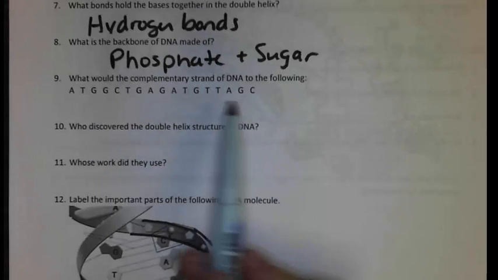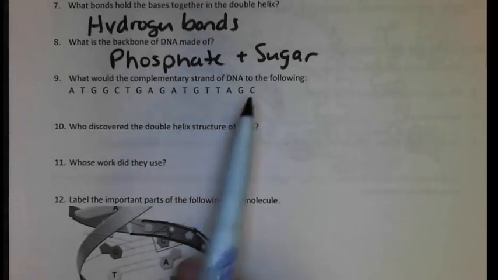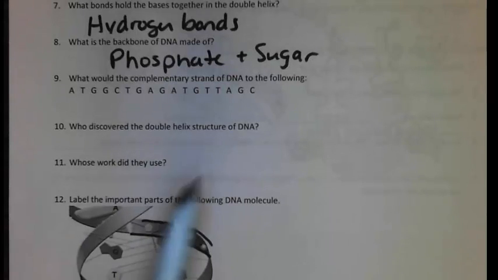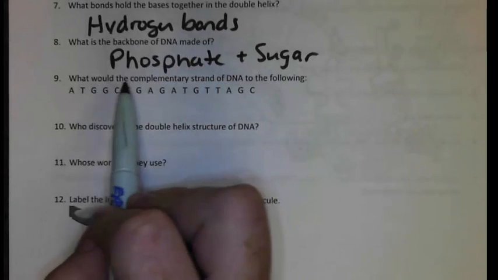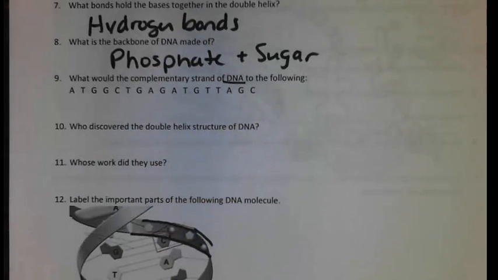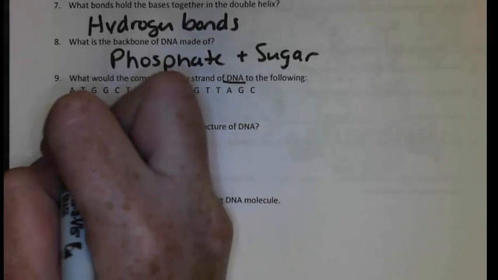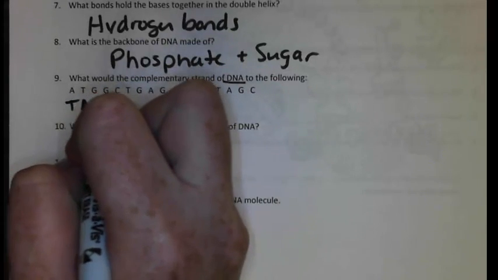Now on things where you see the bases here, you need to make sure you really think about what the question's asking. What would the complementary strand of DNA be to the following? So nothing with protein synthesis is going on right now. We are just having DNA base paired together. So A pairs with T, T pairs with A, etc. Okay.